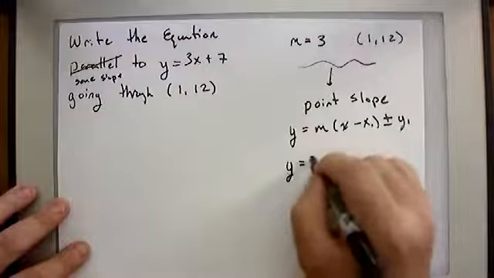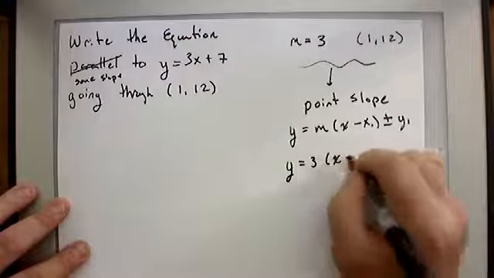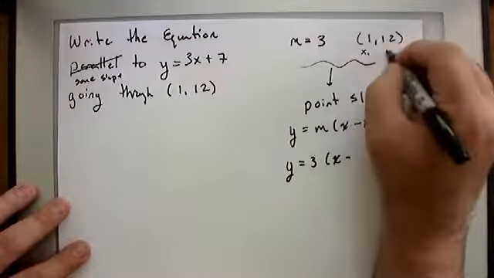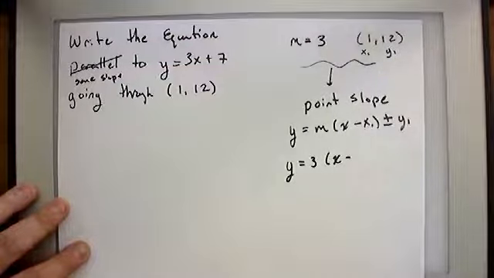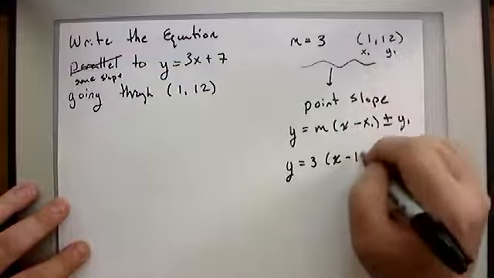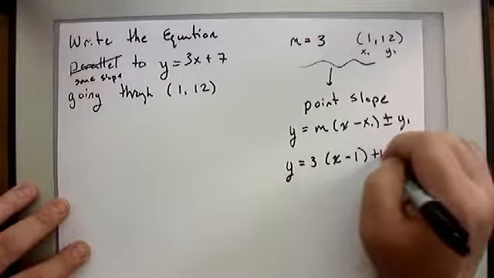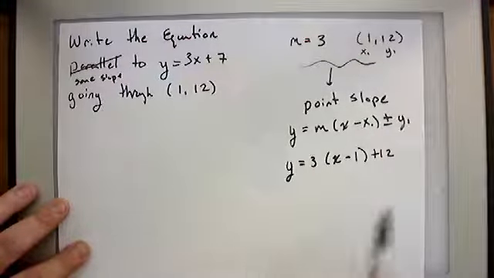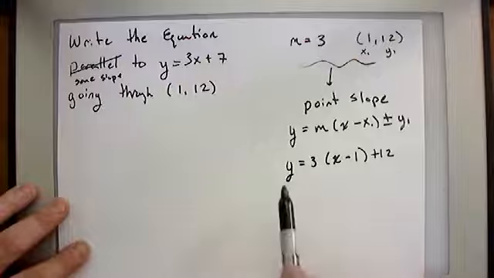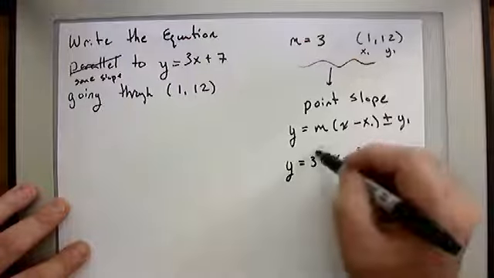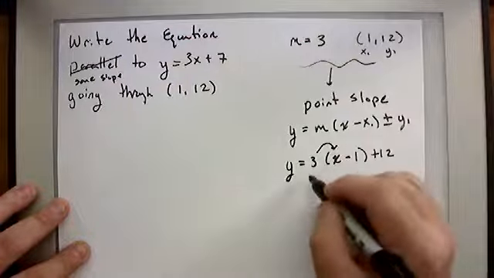So y equals 3 times x minus, again, remember the only point we have here, so that would be x1, y1. X minus x1, which is 1. Plus, in this case, because it's positive, plus 12. And remember, if they told you to leave it in point slope, you're done. It just depends on the question. I will always have us go to y equals mx plus b, just go all the way.